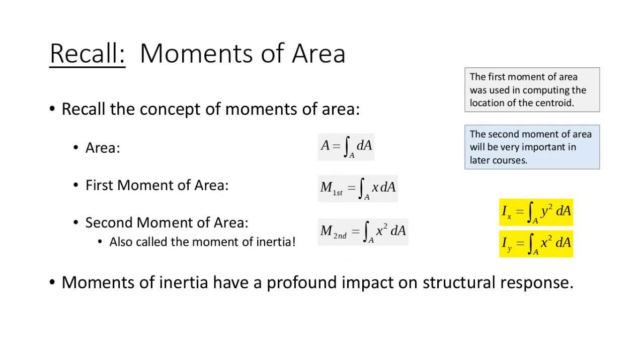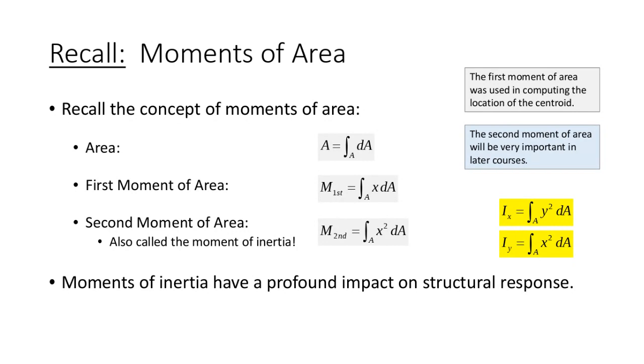The second moment of area also has a use. We have a specific name for that. We call it the moment of inertia, and it has a very profound impact on structural response. And we talked about that last time. The example of, if you're framing a deck in your backyard, that we orient the joists a certain way because the beams are stronger in that one direction than they are in another, or stiffer is the more appropriate term.